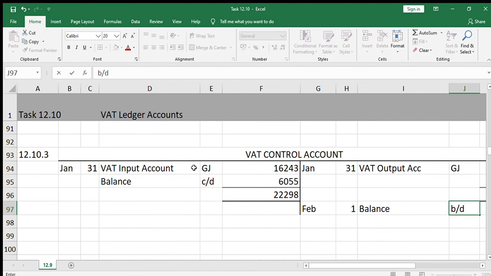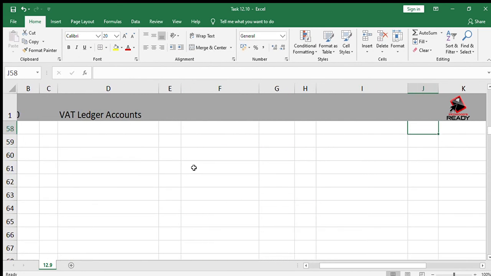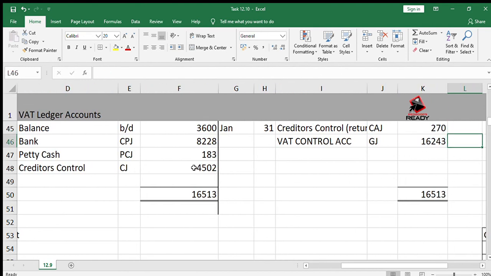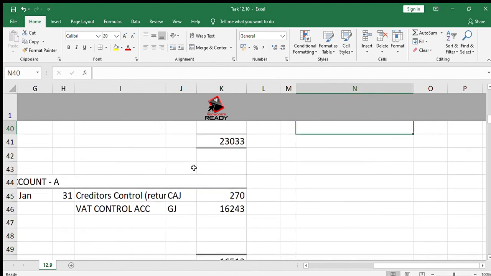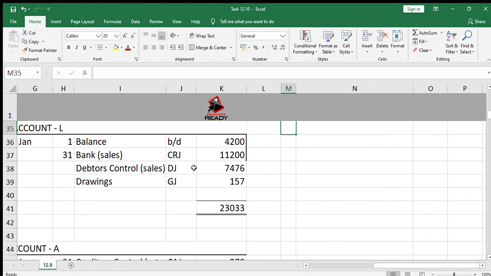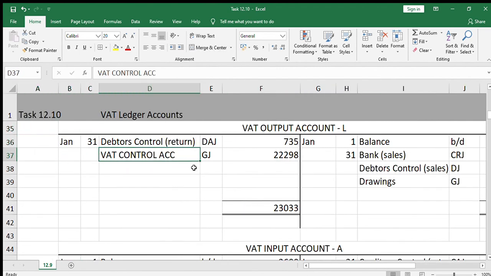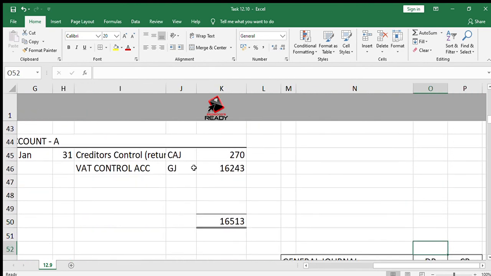Okay, now 12.10.2, I've ignored it. It says draft the journal entries to close off the VAT output and the VAT input accounts. Now those journal entries are not very involved. We just have to close off the VAT output and the VAT input accounts. So the VAT output, if you look at our ledger account, the balancing figure was on the debit side. So we're going to debit VAT output and credit VAT control.